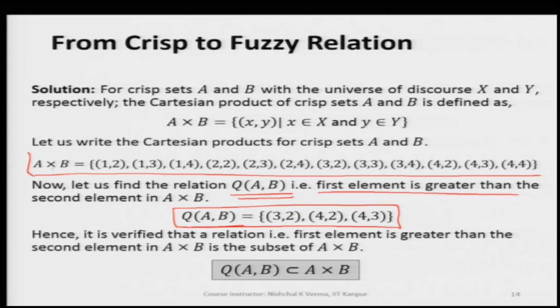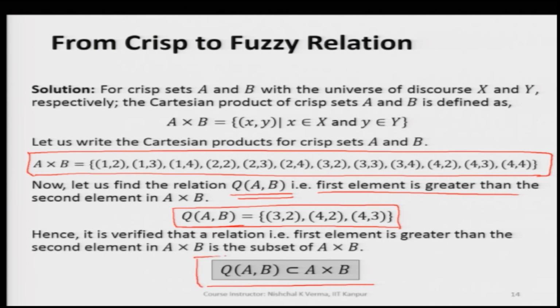So, the Cartesian product of A and B is here, and Q of A B is here, and we can clearly see that (3,2), (4,2), (4,3), all these 3 pairs, are drawn from the Cartesian product of A and B after applying the condition that the first element is greater than the second element. Since Q of A B is a set and it has some elements which are drawn from the Cartesian product of crisp sets A and B, we can write that QAB is a subset of the Cartesian product of A and B, where A and B both are crisp sets.